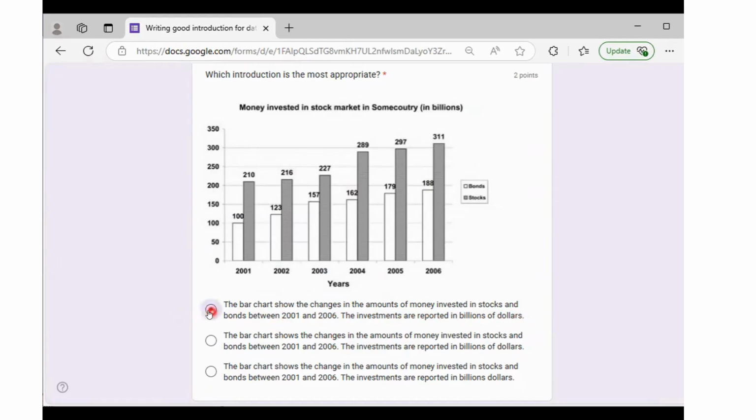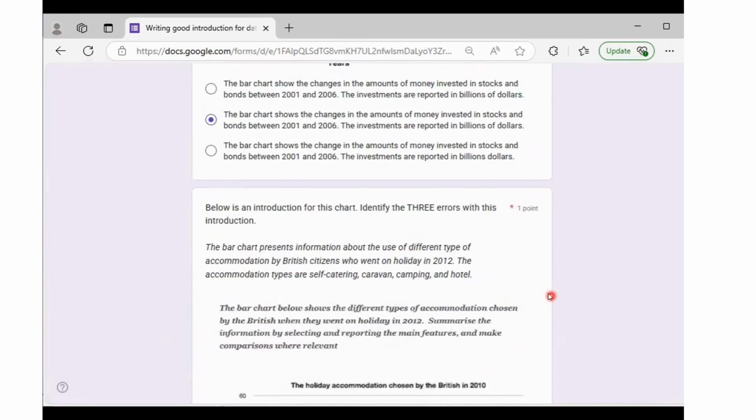Yes, this number one looks okay. The bar chart, oh, no, number one is wrong. It should be shows. Can you see? I almost missed that. Number one is wrong. Number two looks okay so far. Yes, number two looks more appropriate because of this word shows. A is wrong. B is more appropriate. The bar chart shows the change in the, no, changes. It should be changes. So our answer should be option B.